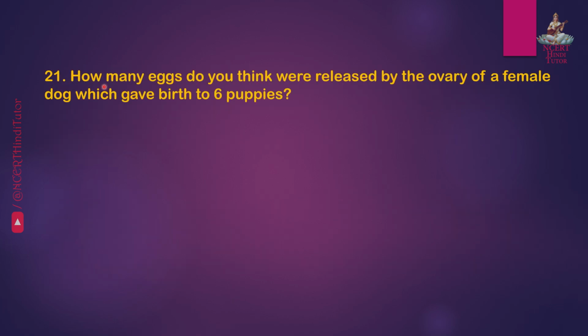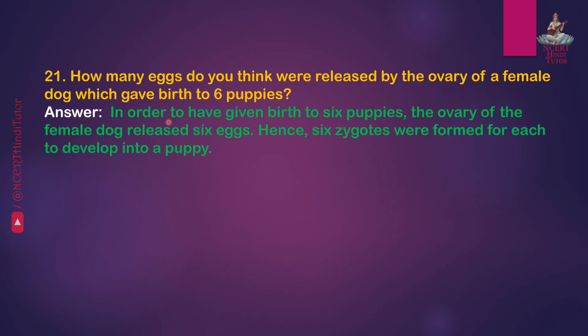Question 21. How many eggs do you think were released by the ovary of a female dog which gave birth to 6 puppies? Answer. In order to have given birth to 6 puppies, the ovary of the female dog released 6 eggs. Hence, 6 zygotes were formed for each to develop into a puppy.